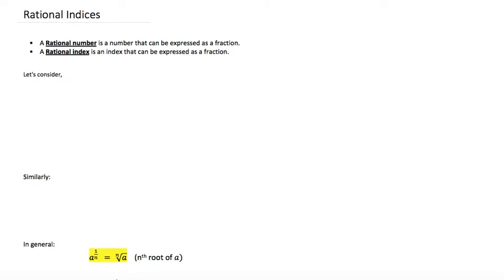In this lesson, we're going to discuss rational indices. First of all, let's have a look at what a rational number is. A rational number is a number written as a fraction. So, for example, 1/2. That's a rational number. 3/4. 5/1. These are all fractions, also known as rational numbers. So when we are talking about a rational index, it means that the index is going to be a fraction.